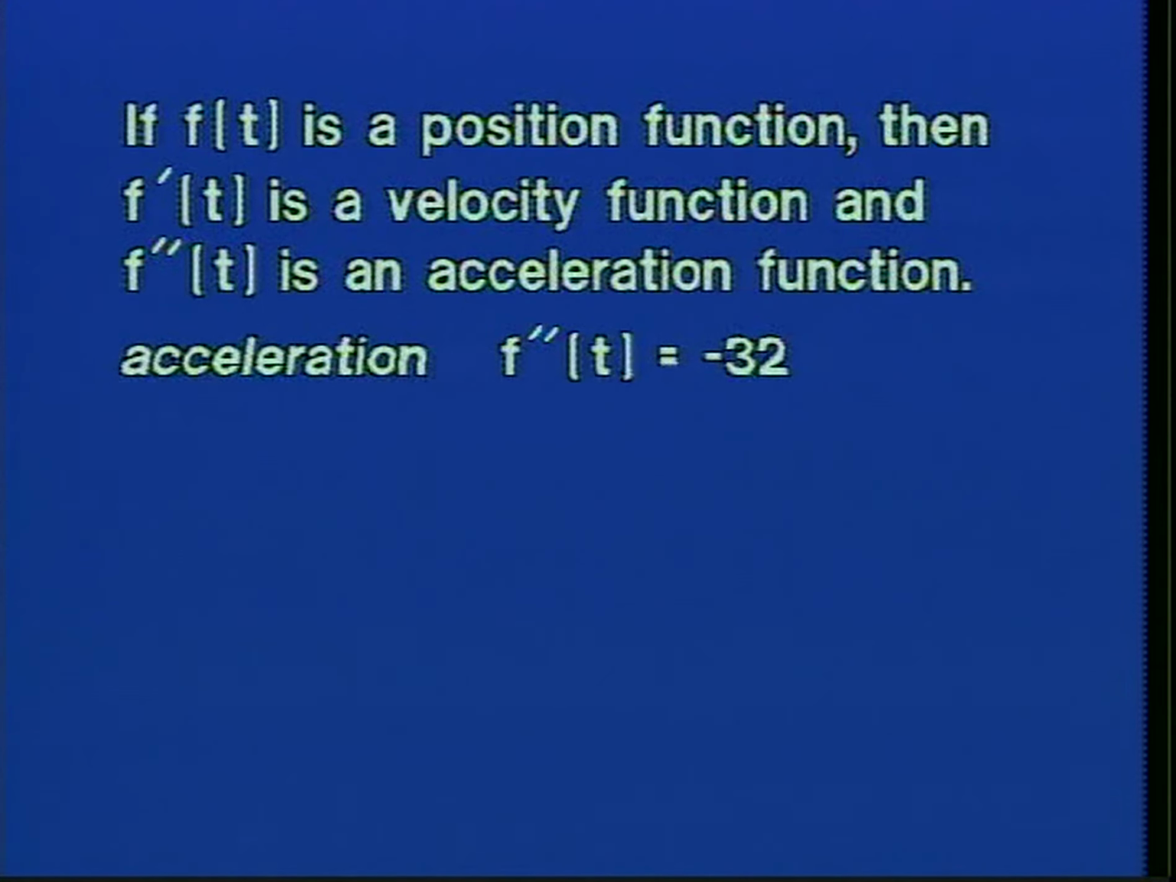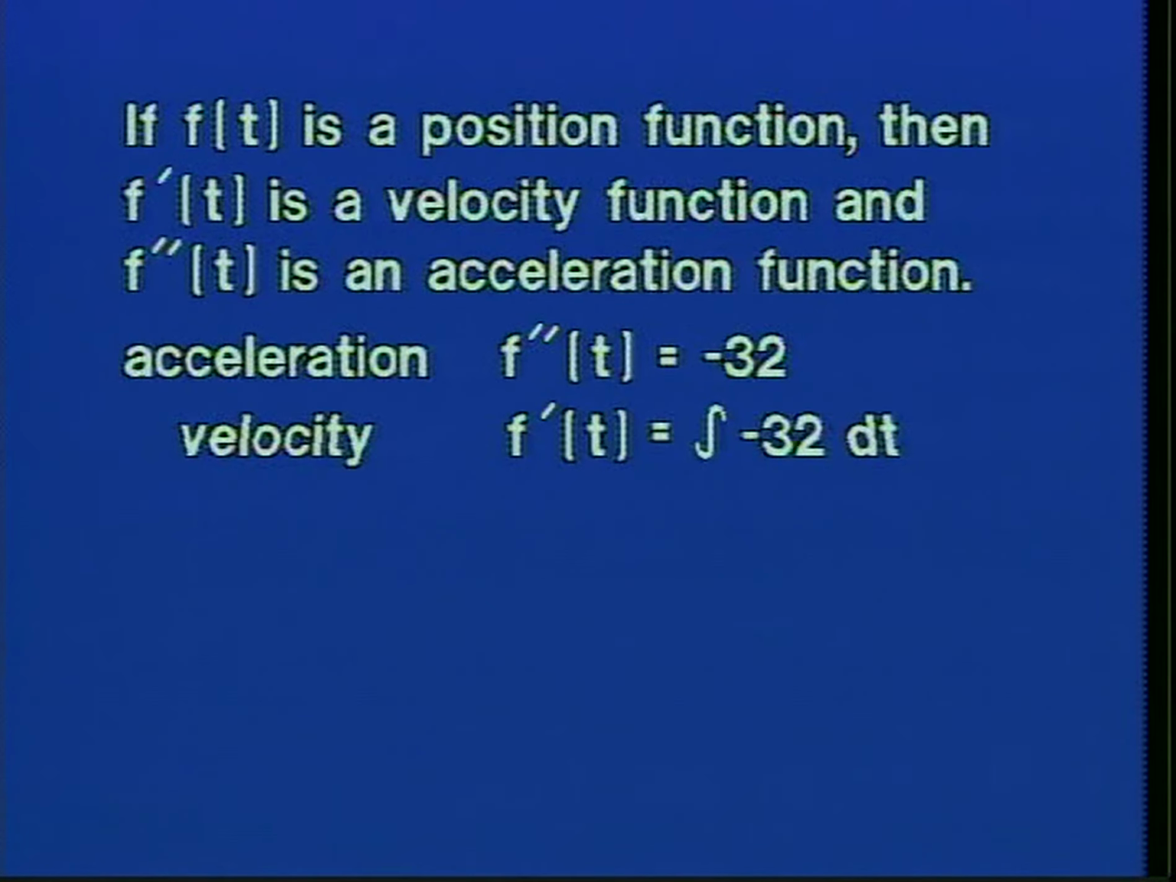So we're starting with the idea that acceleration, which was given to us as negative 32 feet per second squared, is this. And so we start out with f double prime of t is negative 32. Now the velocity is going to be f prime of t, and that's the integral of the acceleration function. So it's the integral of negative 32 dt. And integrating, we find this to be negative 32t plus C.